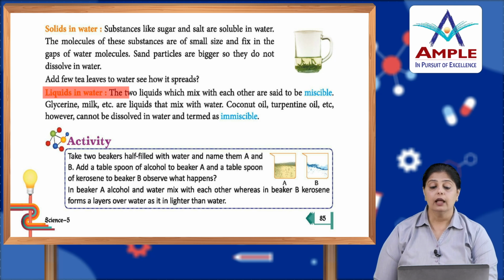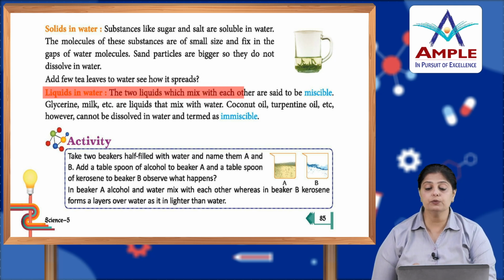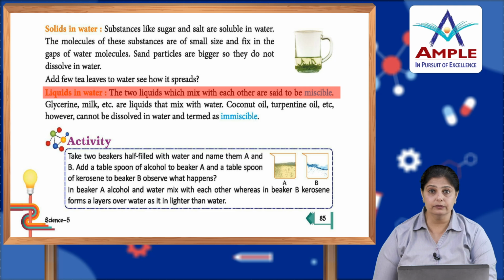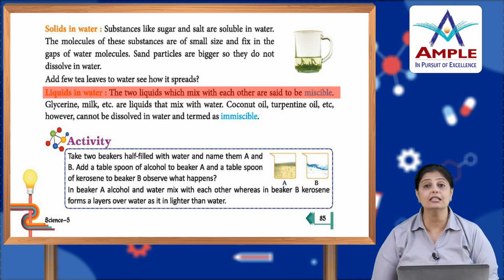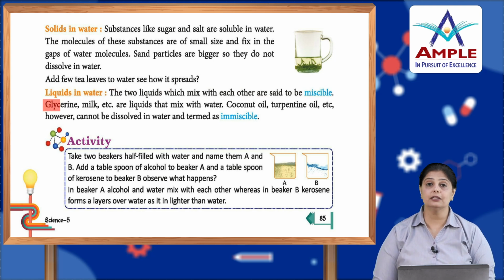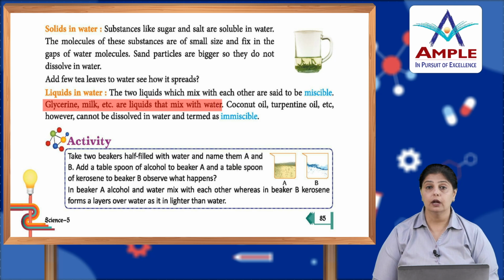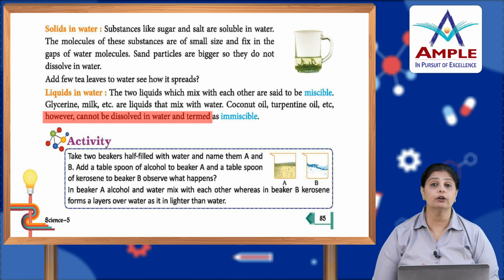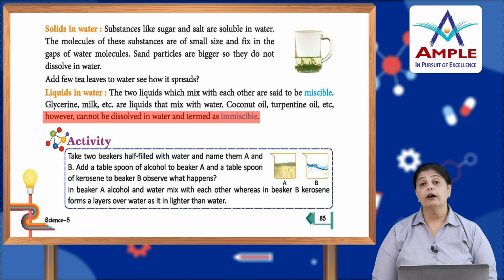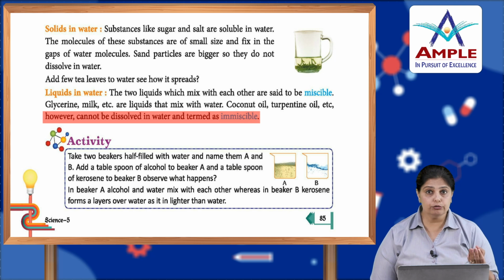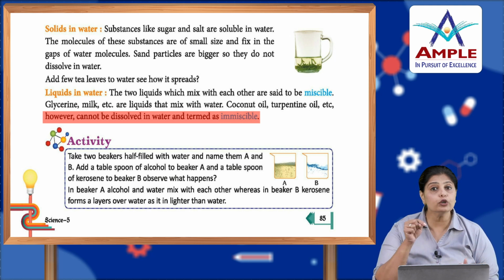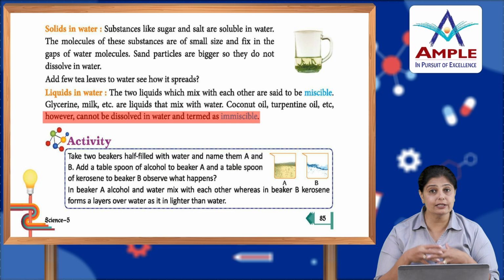Liquids in water. Two liquids which mix with each other are called miscible. Any two liquids that mix with each other are known as miscible liquids. Glycerin, milk, etc., are liquids that mix with water. Whereas coconut oil, turpentine oil, etc., cannot be dissolved in water and they are termed as immiscible. For example, if you add coconut oil to water, it will float on it. It will not get dissolved in it.